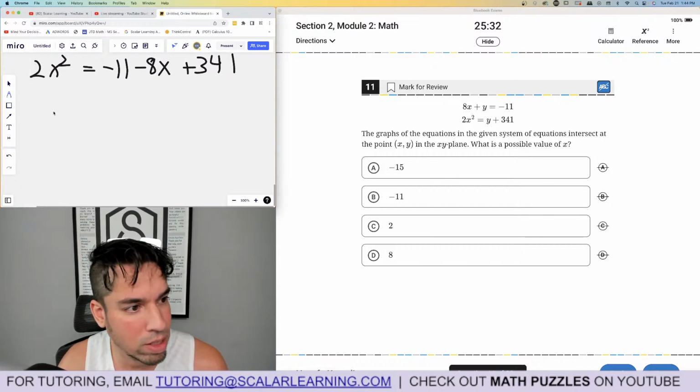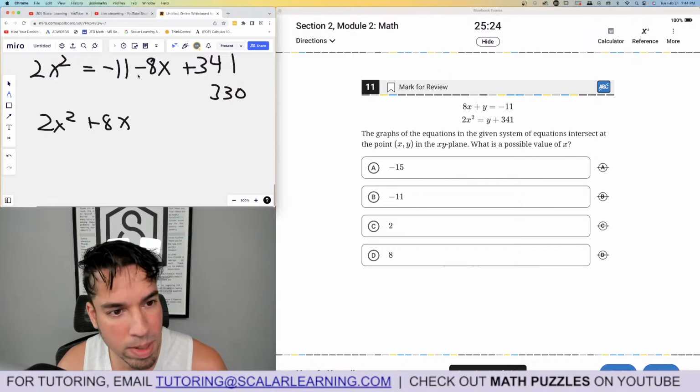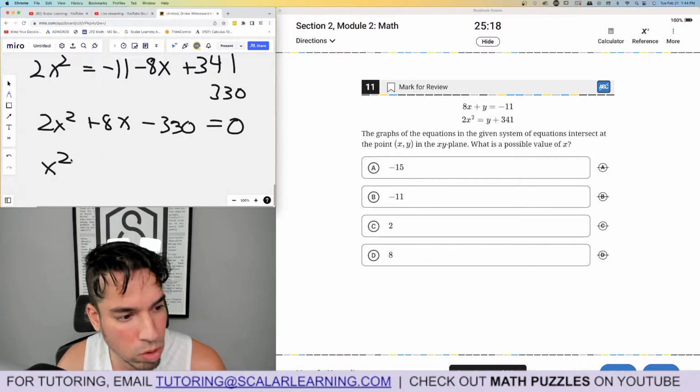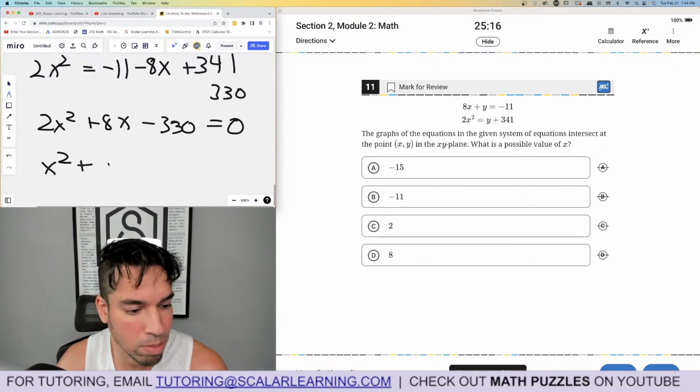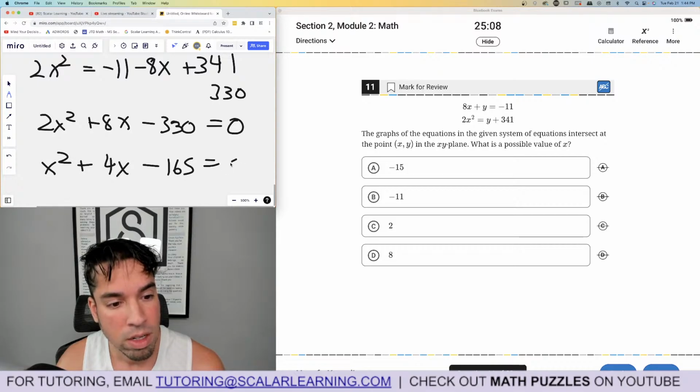So I'm going to bring everything to the left side. So 2x squared, I'm going to add 8x. Negative 11 plus 341 is 330, I'm just doing it mentally, and then we're subtracting 330 to bring it to this side, equals 0. Divide everything by 2 so we don't have a leading coefficient. You can do it with a leading coefficient, but if we can get rid of it, why not? And then that's 165, I believe, equals 0.